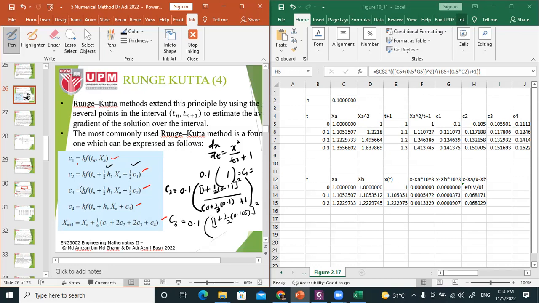Divided by what is your t? For t, you need to add half of your h. What is your t? t is 0 here, plus what is your h? Half h, 1/2. h is 0.1, plus 1. So you will get the value of C3. Then you calculate the same for the C4.